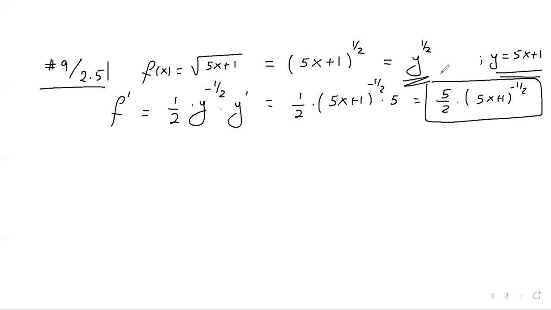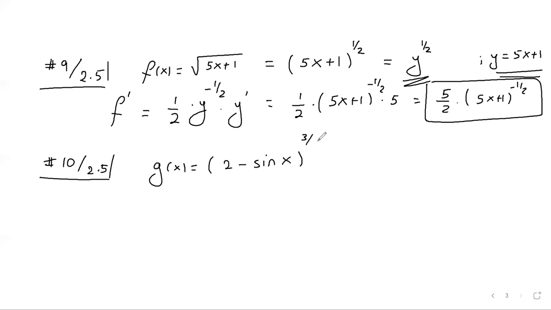You know, when you deal with a derivative with a chain. All right, so I'm going to do one more problem and then I'll make a remark. So it's number 10 of 2.5, a problem in the same spirit. So it says g of x equals 2 minus sine x to the 3/2. And again, I may sound like a broken record, but it's the same pattern as before.